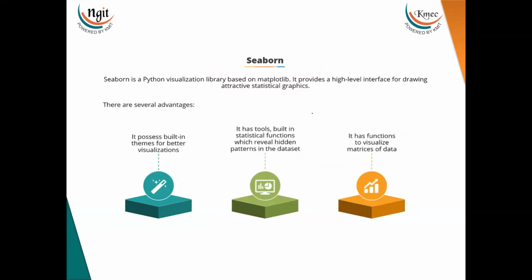Another one is Seaborn. It is a Python visual library based on Matplotlib, and it provides a high-level interface for drawing attractive statistical graphics. If you want to visualize the data with attractive representations, we can use this Seaborn. There are several advantages: it possesses built-in themes for better visualization, so different themes can be used. It has tools and built-in statistical functions which reveal hidden patterns in the data set. And it has functions to visualize matrices of the data. If you want matrices in different representations and different themes, Seaborn is going to give that too.